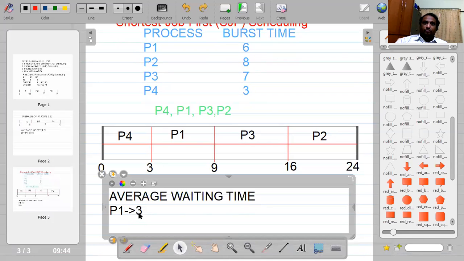16. P2 waited for how many seconds? 16 seconds. Then P3 waited for? 9 seconds. Then P4 waited for? 0 seconds.